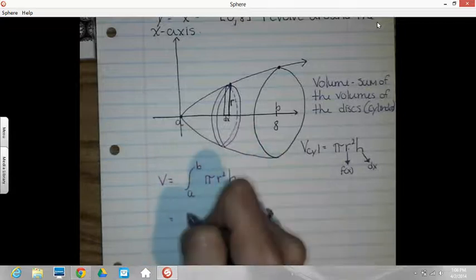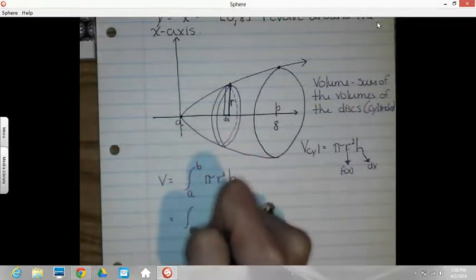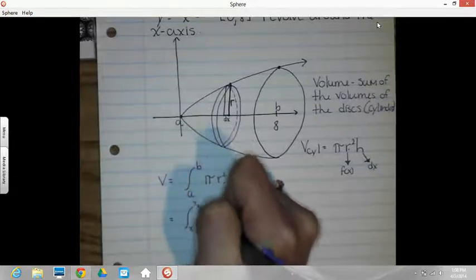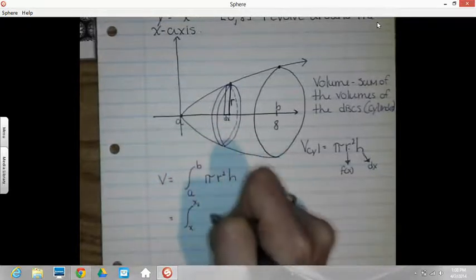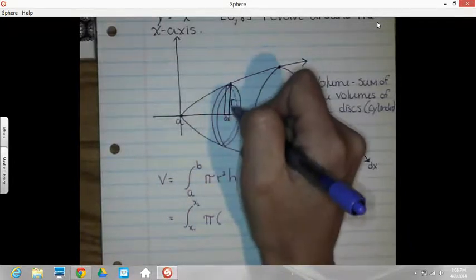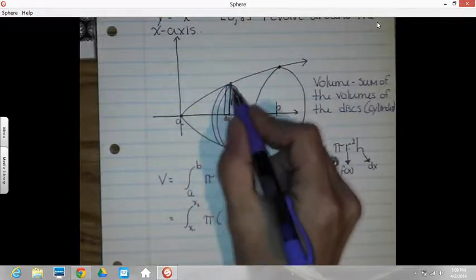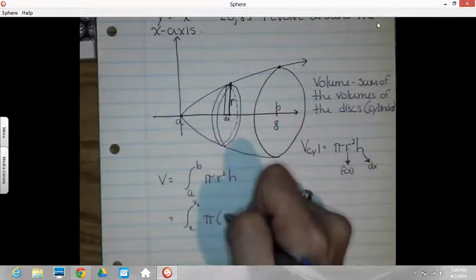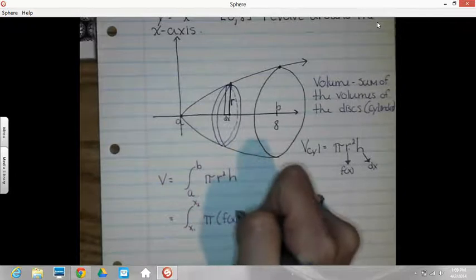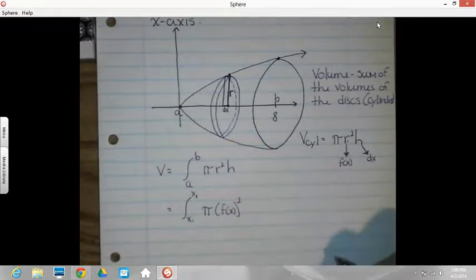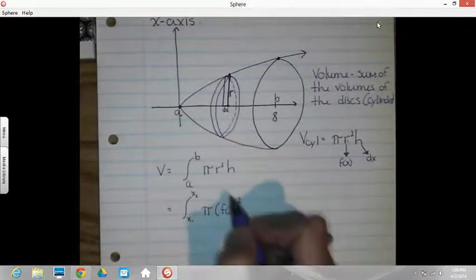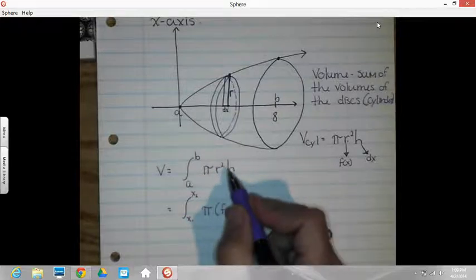And when we substitute in, they will be our x values, boundaries, pi. To get our radius, that's the function, because we're going around an axis, remember that equation is 0, so it's just the function minus 0, so it's just the function. We'll have to square it, because that function is the radius, and the formula says you've got to square the radius, and the height is dx.